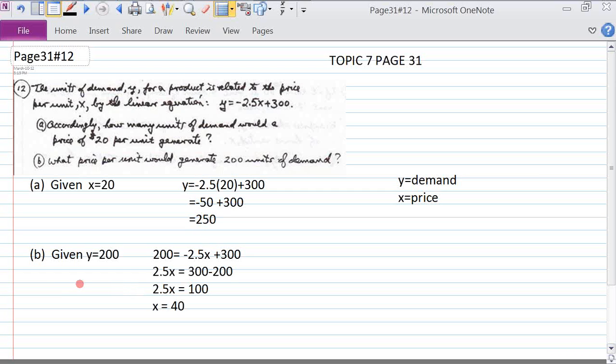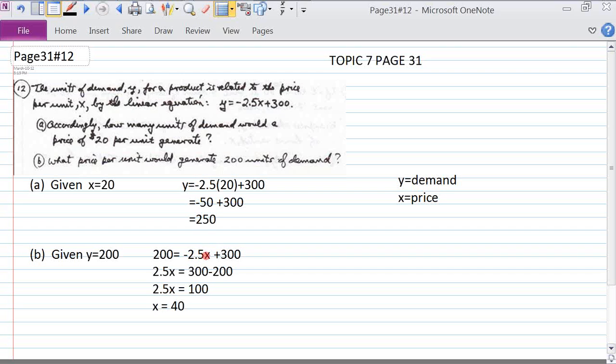In the second part of the problem, what price per unit? Price is X, so we're asked for X. What price per unit would generate 200 units of demand? So now we're given Y. We substitute that right here: 200 equals minus 2.5x plus 300, and solve for X. I just substituted Y equals 200 into the equation, and now what we need to do is solve for X.